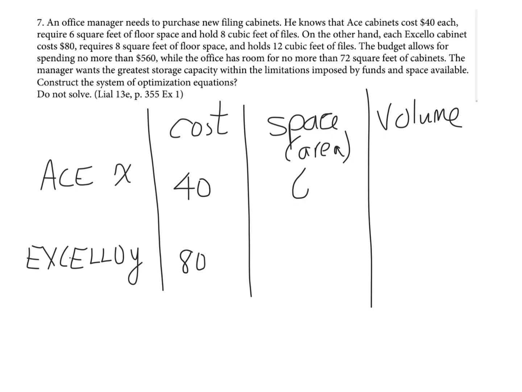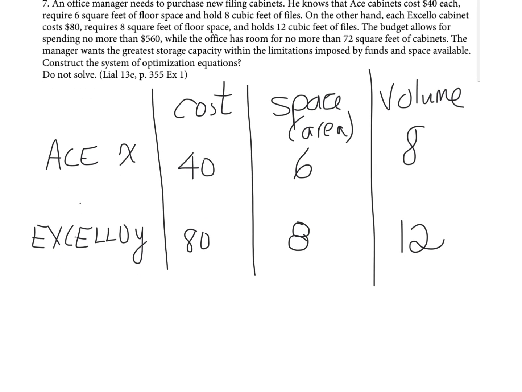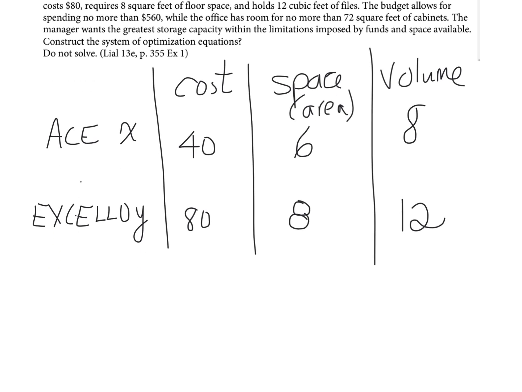The space the ACE filing cabinet takes up is 6 square feet, and the Excello is 8 square feet. So Excello takes up a little more space, meaning they're either longer or wider, and that could explain the higher price. The volume or capacity is 8 cubic feet for the ACE filing cabinet and 12 for the Excello. That's a great way to organize your ideas.